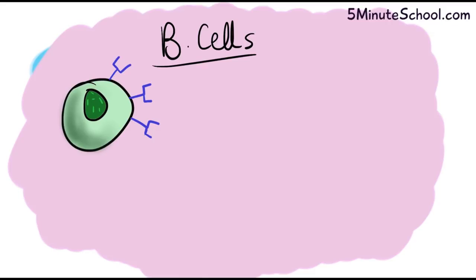After being made in the bone marrow, they travel via the bloodstream to organs like the spleen, or they're located in lymph nodes, and this is usually where they're concentrated in the body. On the surface of B cells, there are receptors which are called B cell receptors, and these have a function of binding onto antigens.